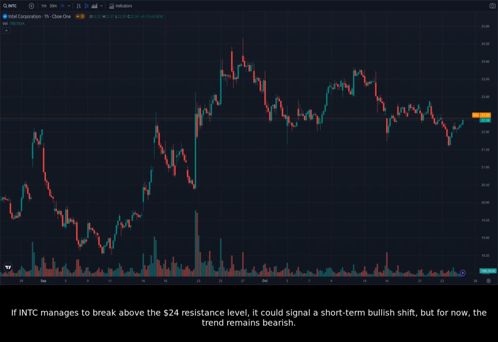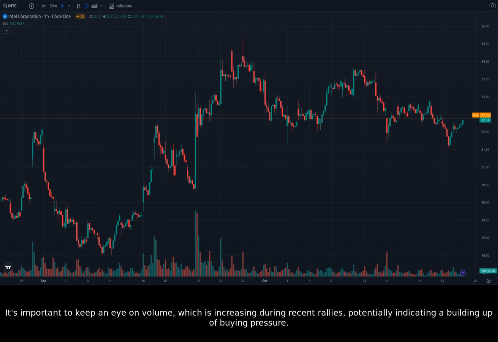If Intel manages to break above the $24 resistance level, it could signal a short-term bullish shift, but for now, the trend remains bearish. It's important to keep an eye on volume, which is increasing during recent rallies, potentially indicating a building up of buying pressure.